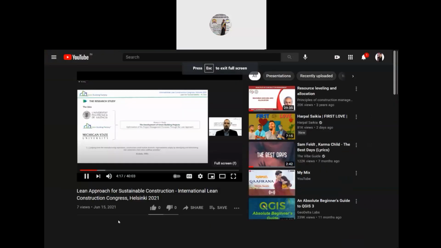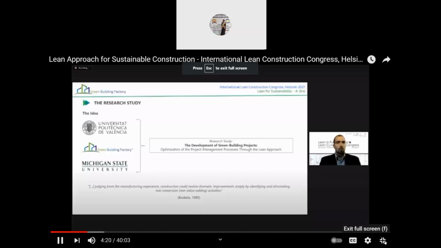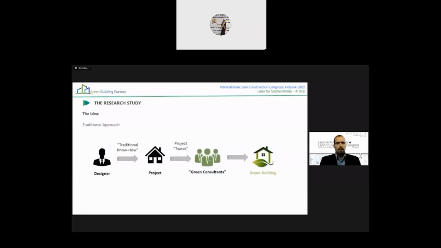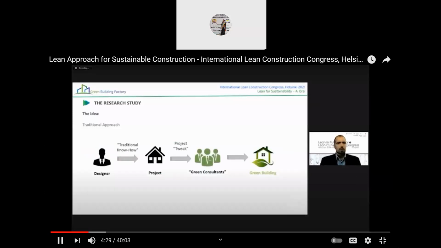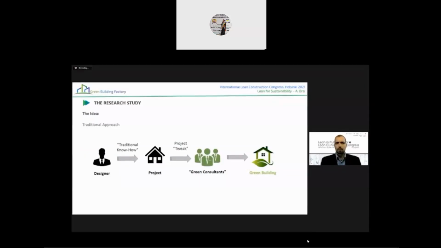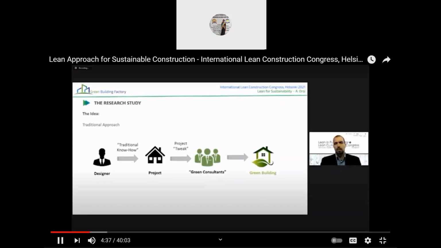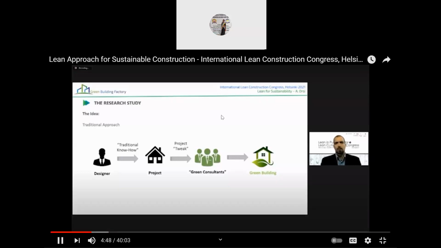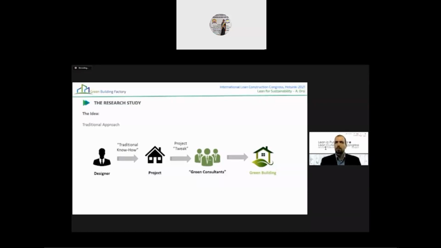Activities. So the idea was to take out the waste from the processes. An idea that, following a traditional approach of the green construction, can be explained as follows. So you typically have a designer, a general contractor, or an owner that develops a project or a design and then gets some consultants to tweak the project or to adapt the project alongside the green needs. That's why we're called consultants.